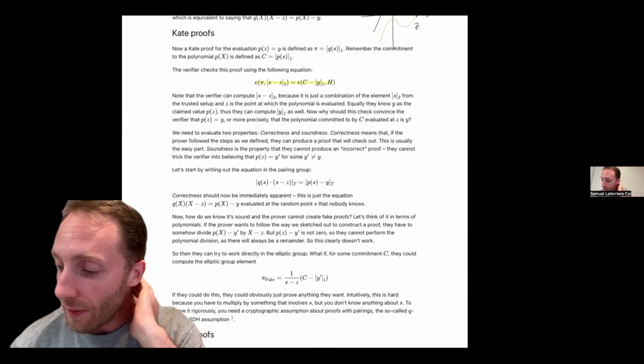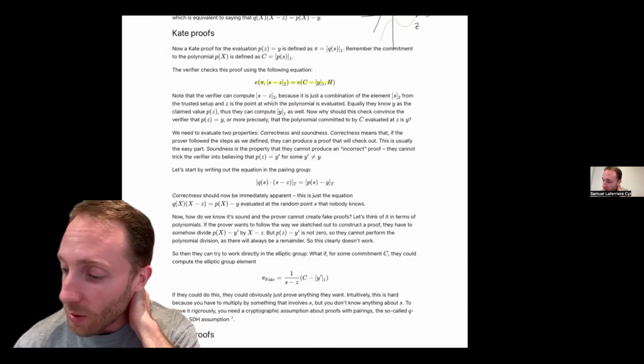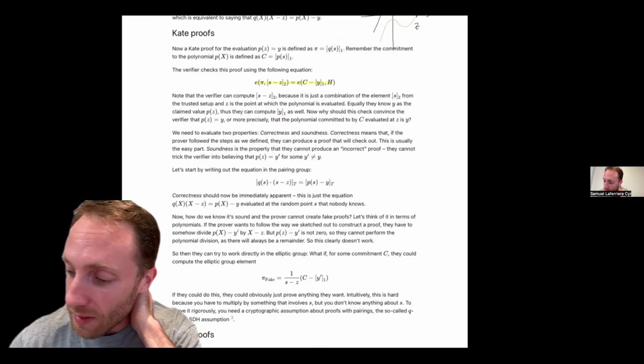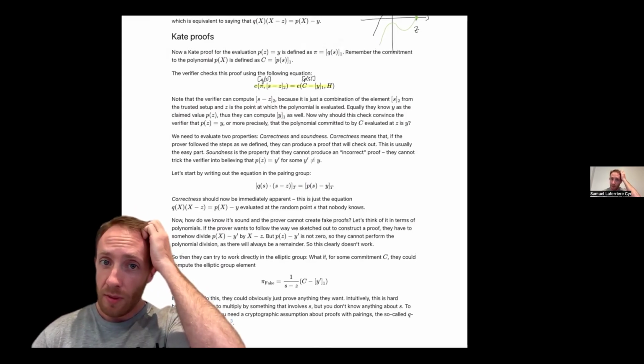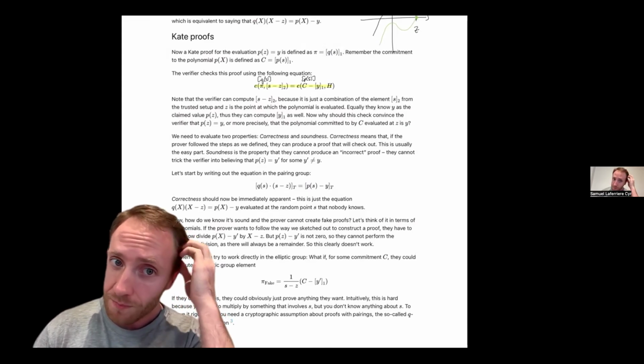And so the verifier verifies e of pi. So what is pi? Pi is just Q of S. And the commitment, what is the commitment? It's P of S, right? And H is just the generator in G2.